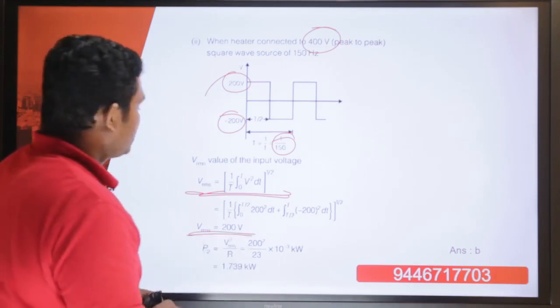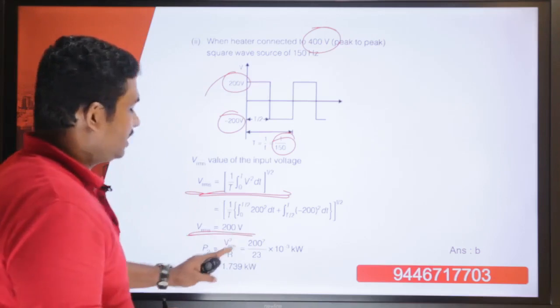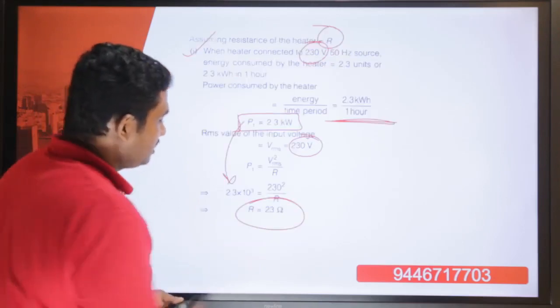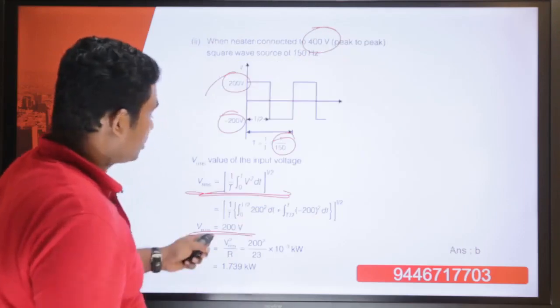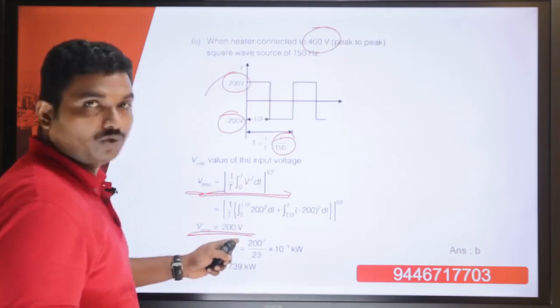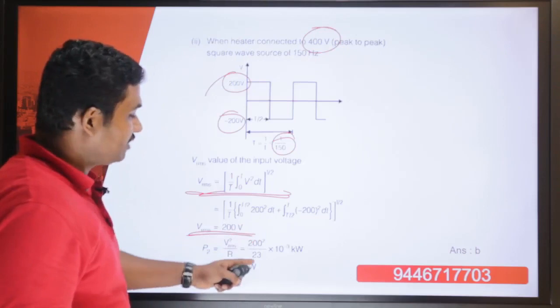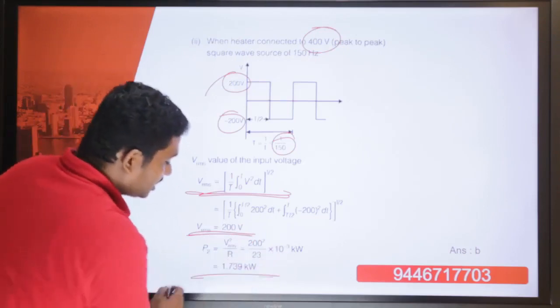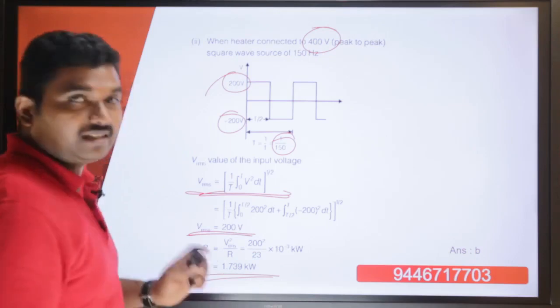Okay. Now what is the power? Power is equal to Vrms square divided by R. R we already know is 23 ohms. So what is our new Vrms? New Vrms is 200. So it is 200 square divided by 23 into 10 raised to minus 3 kW. So it consumes 1.739 kW.